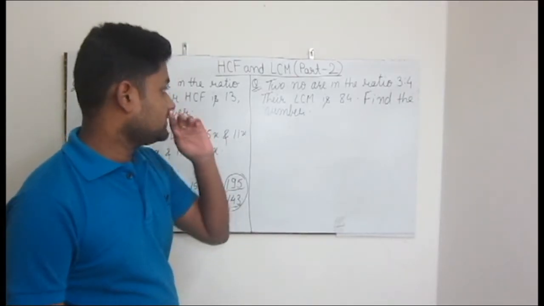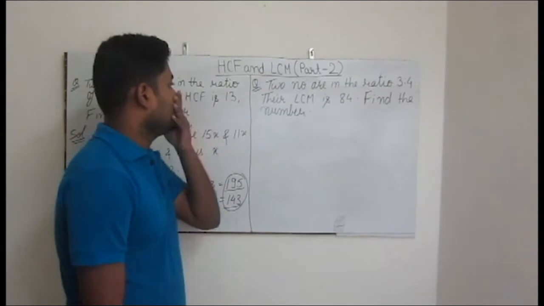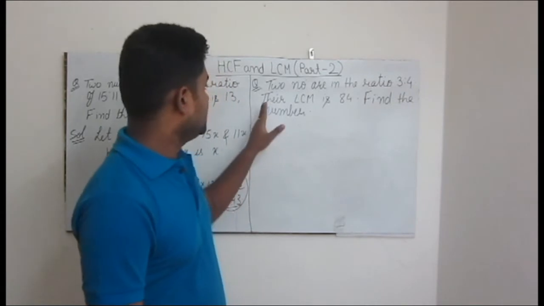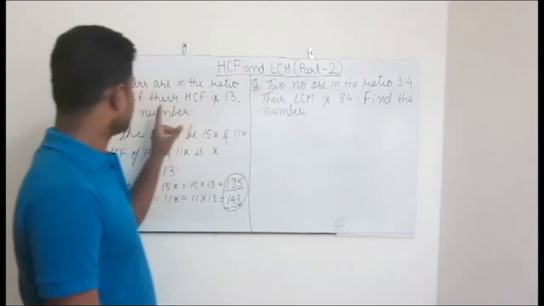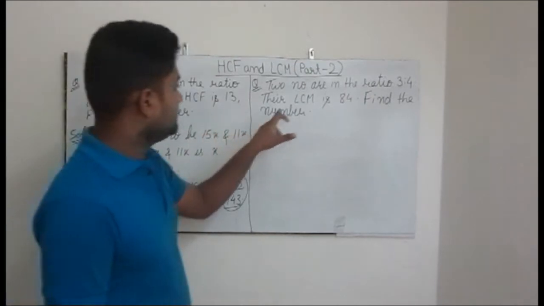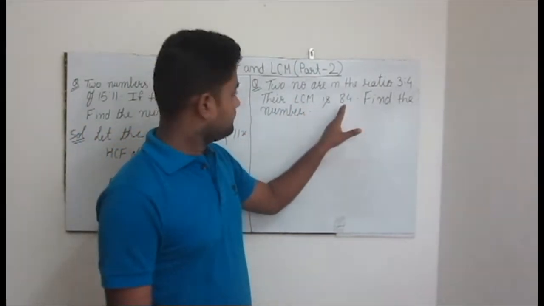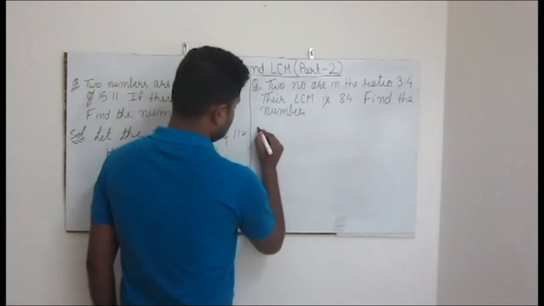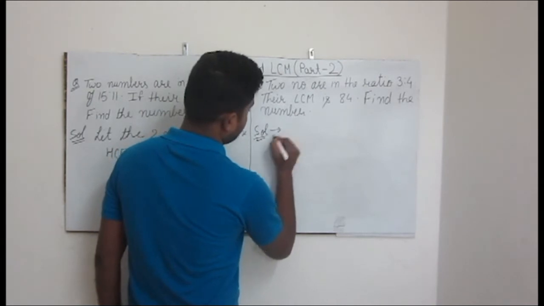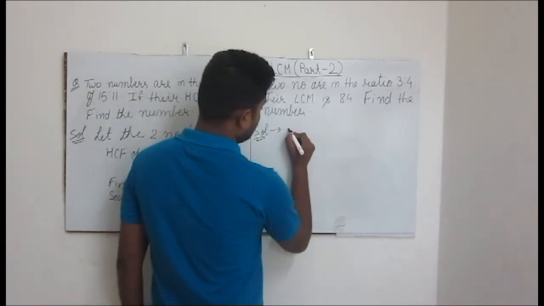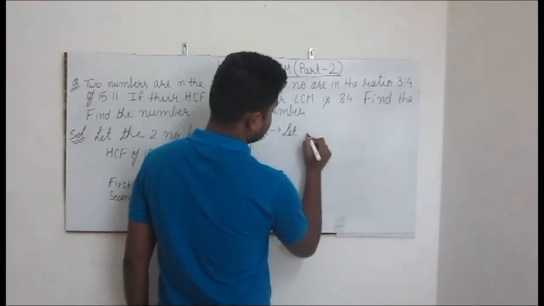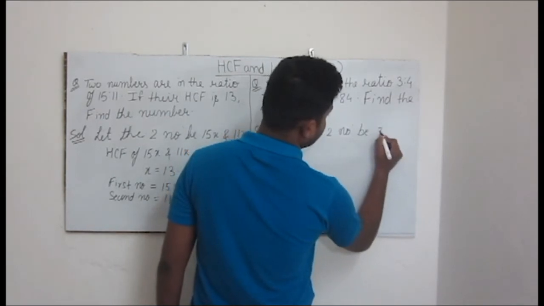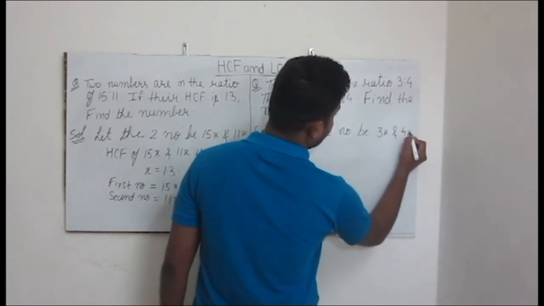Okay, now let us see the second question. Question says two numbers are in the ratio 3:4. Their LCM is 84. In the previous question HCF was given, but now in this question LCM is given. So we have to find the numbers. Same concept, by using the same way we can solve this question. Let the two numbers be 3x and 4x.